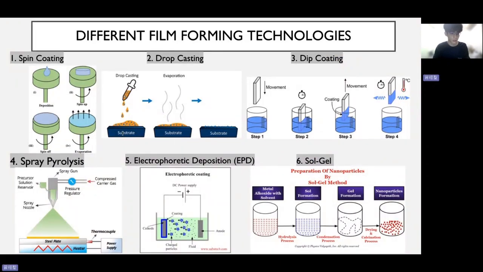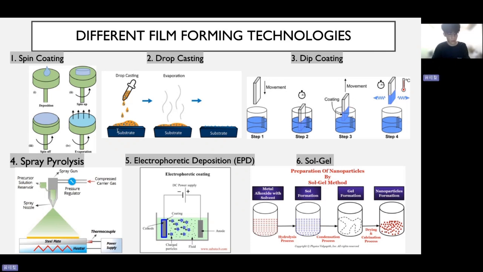Spin coating. A liquid is deposited on a substrate and spun at high speed to spread it uniformly, ideal for producing thin, even films. Drop casting. A solution is dropped onto a substrate and left to dry. It's simple and cost-effective, but may result in uneven thickness.